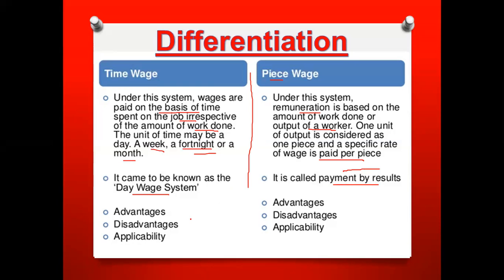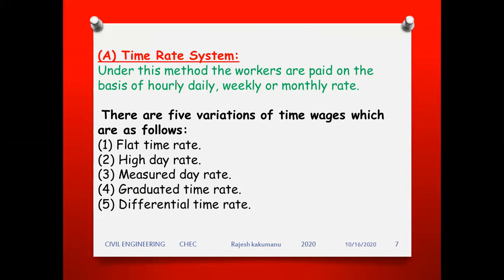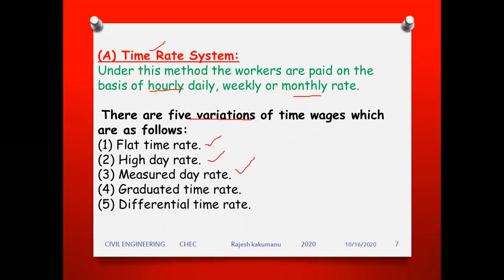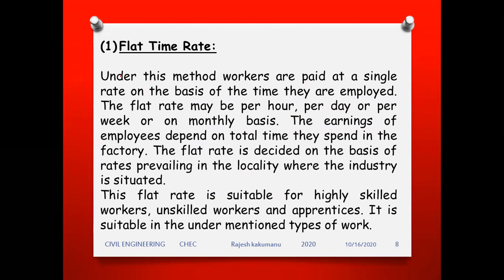Okay. Next, coming to the time rate system. Under this method, the workers are paid on the basis of hourly, daily, weekly, or monthly. But in this time wage system, you are having 5 variations. What are those 5 variations? There is no deeper concept here. So there are 5 variations in this system: flat rate system, high day rate, measured day rate, graduated time rate, differential time rate. We'll discuss one by one very fast.